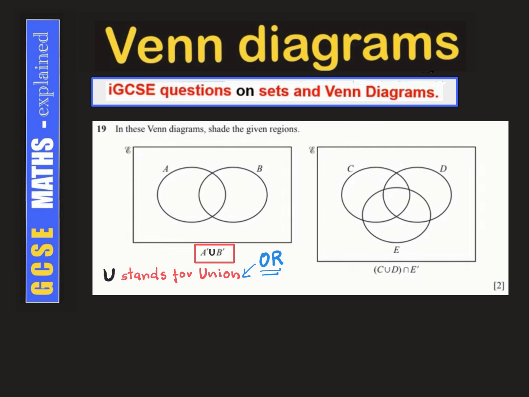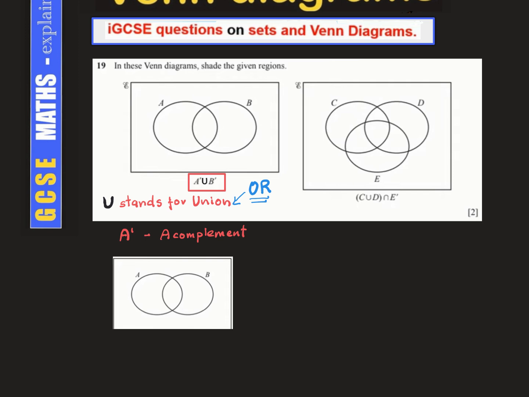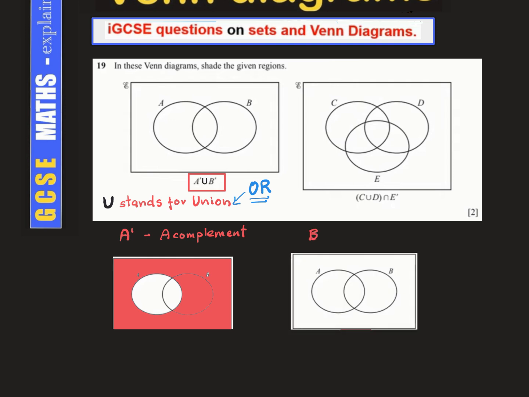Secondly, we need to know that A dash, which stands for A complement, is everything that is not A. This means that it is this part of the B, not A, and also we must remember the outside. All of the red section then is the A complement. Likewise, B complement will be everything that is not B. That'll be this part and the outside as well.